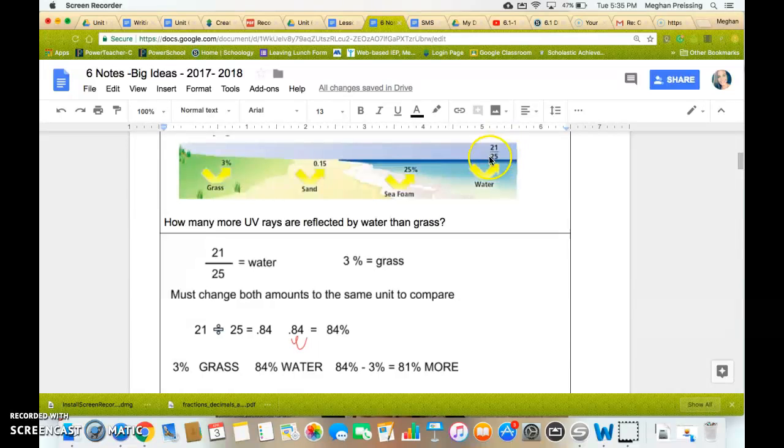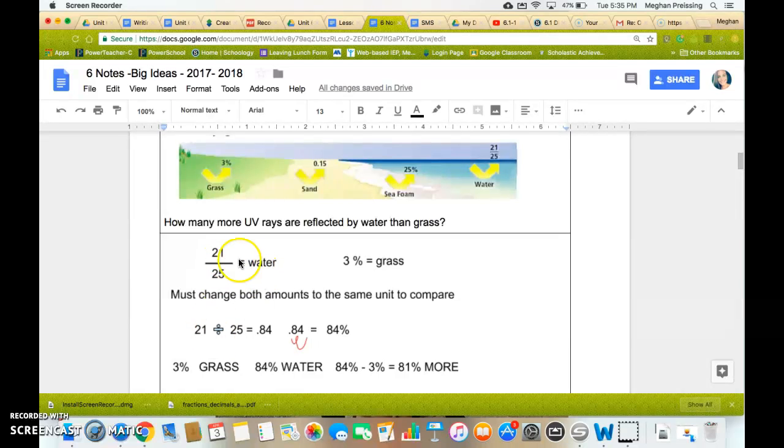Well, if we look at water, we can see it's 21/25. So water is 21 over 25. And we can look at the grass and we see that it's 3%. This is a fraction and this is a percent. So we cannot compare these. We must change both amounts to the same unit to compare. So we have a fraction here and we have a percent here. So I've decided that I'm going to change them both to percents. This one's already a percent, so once I get water there, I won't have to change anything else.